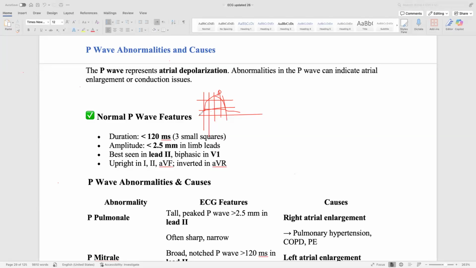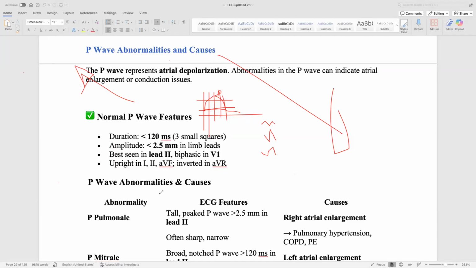That's why it is called the rhythm lead. And in V1, it will be biphasic, or like this. That's normal. And it should be upright in lead 2 and aVF, and inverted in aVR, because in aVR, as we said, the electricity is going opposite.